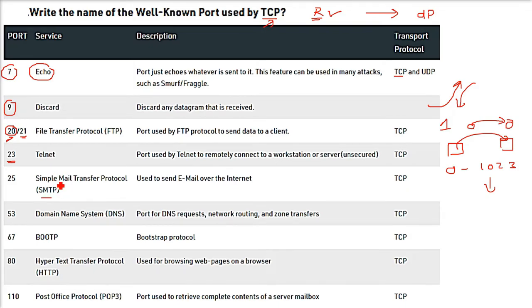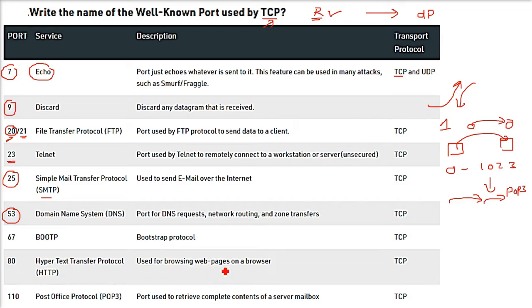Simple Mail Transfer Protocol, SMTP, uses port 25, and it is used to send email over the internet. If you are using Gmail, Yahoo or Outlook, this is just a mail agent. So you have to have something in the background to send the mail to the mailbox. That is SMTP. To pick up this mail, that is POP3, Post Office Protocol. Then we have DNS. www.google.com is the name, but there is an IP behind it. DNS resolves this. So 53 is what DNS uses. Domain Name System has a port for DNS requests, network routing, zone transfers. Then we have Bootstrap Protocol, BOOTP, which uses 67.